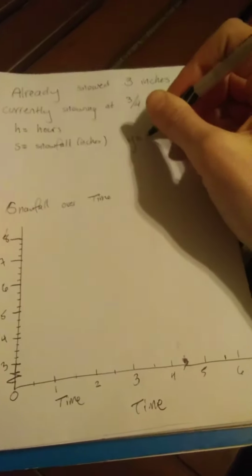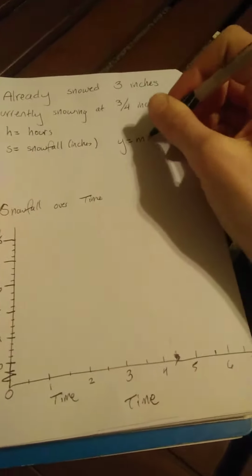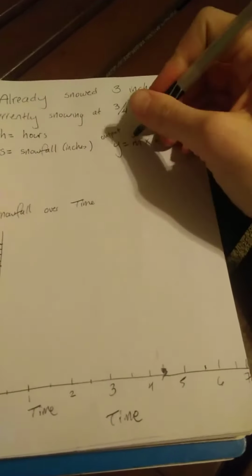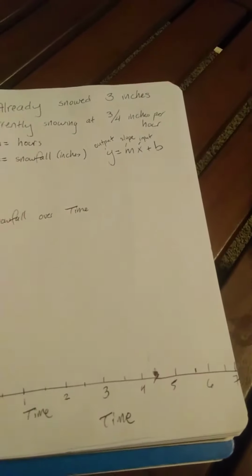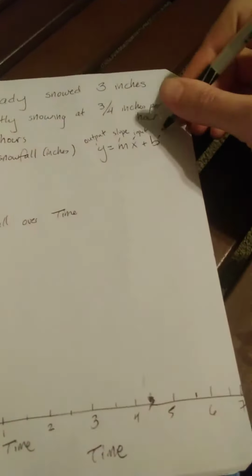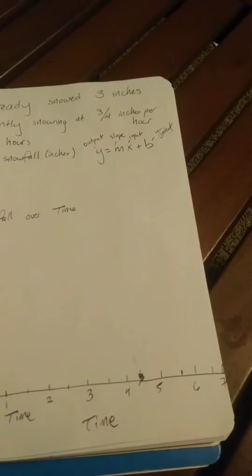Equations we do typically look like y equals mx plus b. Y is our output, or the range. M is our slope, or rate of change. X is our input, or the domain. B is the y-intercept, or initial value.